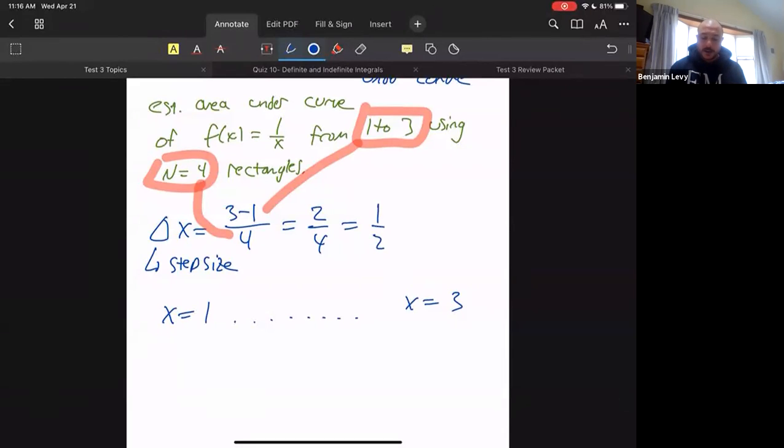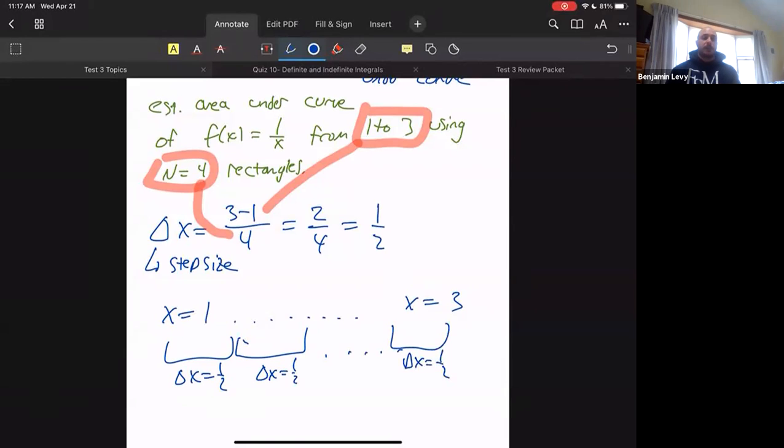And so that means the distance down here is going to be 1/2, right? Every step we take down here is going to be 1/2, all the way to 3. So it's just telling us, okay, start at 1, go to 3, step along by steps of 1/2. With me on that?